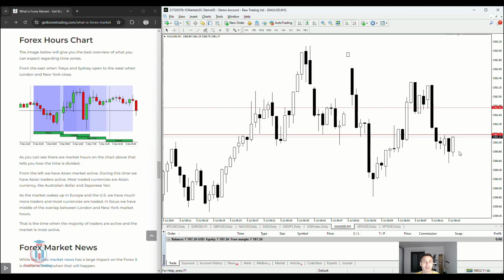I hope this was helpful to understand what the Forex market is, how it works, when it's open and when it's closed, what the structure is, and what happens on the Forex market.